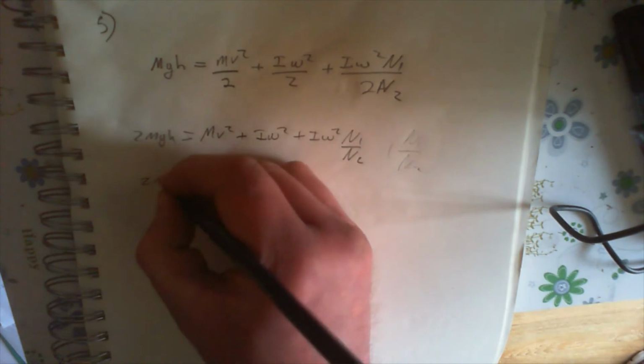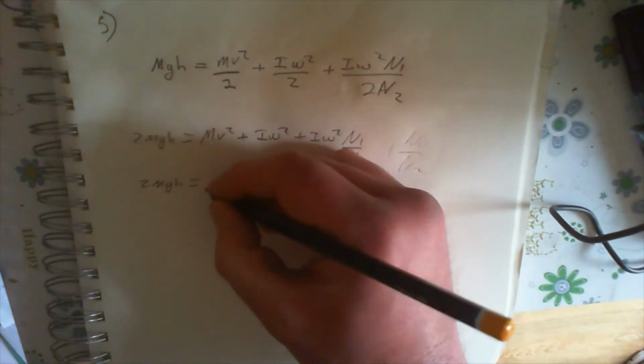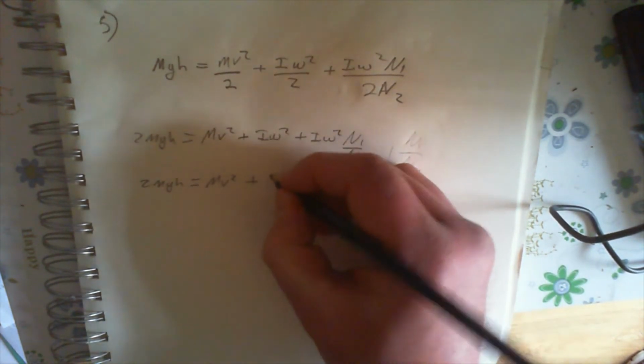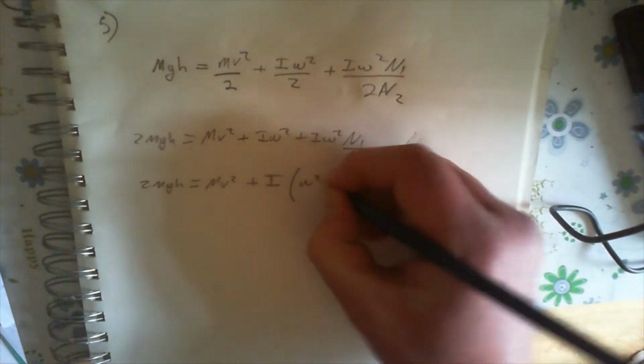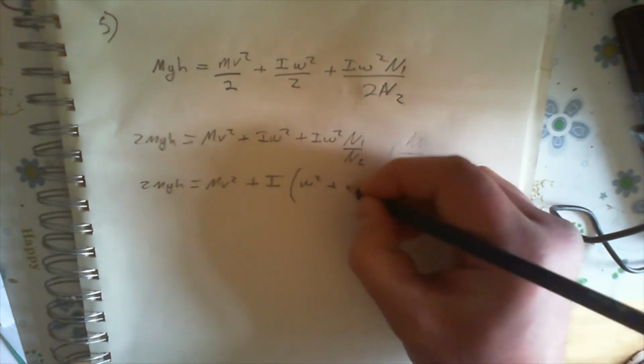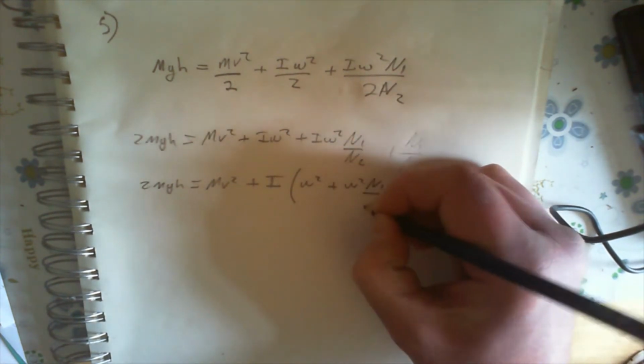Right, and 2mgh equals mv squared. But what I would do is take the common factor out of here, which is going to be omega I, take I out, plus omega squared n1 over n2.